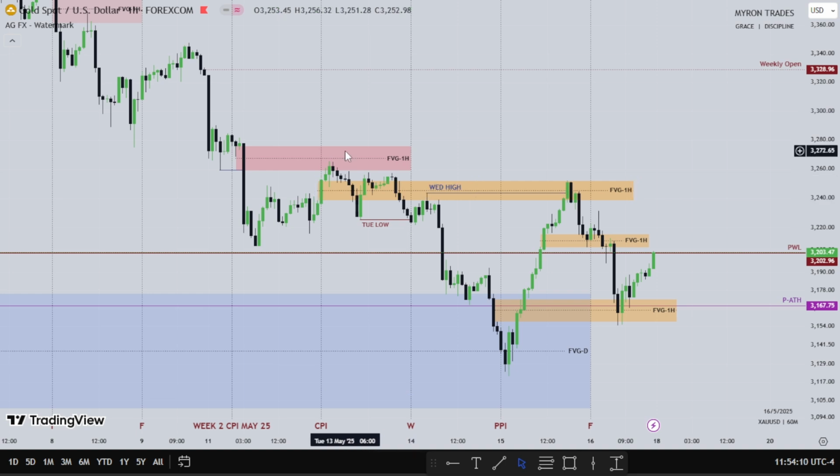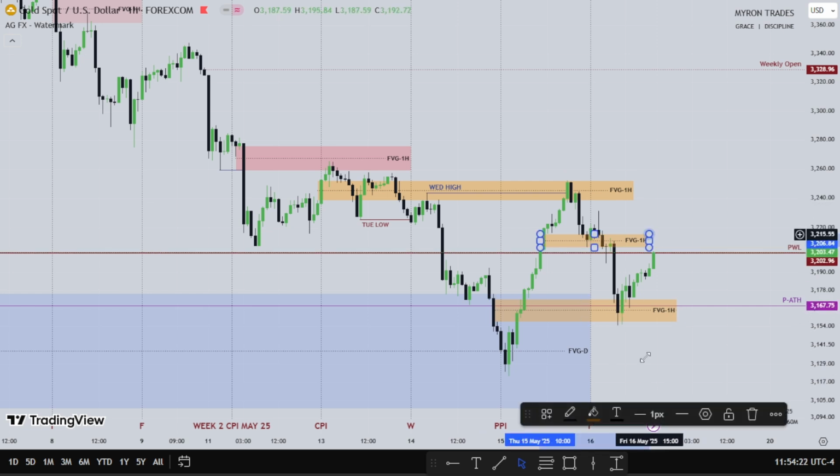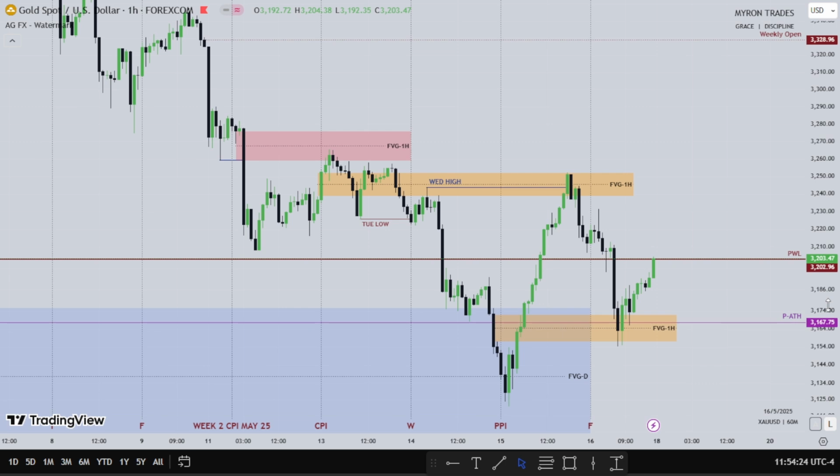So we have PPI price. Look at how gold found support at the midpoint of the daily fair value gap, right? Trades higher, takes out Wednesday's high, then we trade lower on Friday, then we'll close the week.